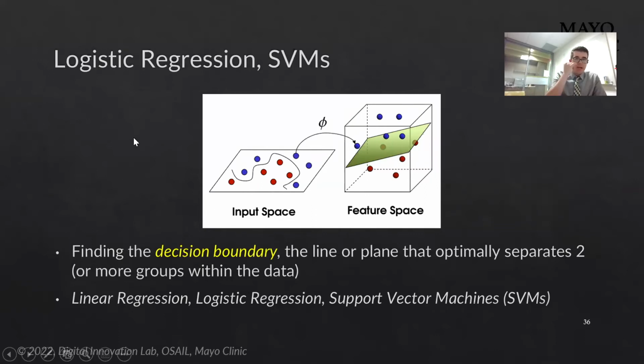Okay, so the first one I want to talk about is logistic regression, or a similar model is support vector machines, or SVMs. This actually is very similar to the example that I just showed with the dots and the orange line. These algorithms, logistic regression algorithms, are trying to find a decision boundary, or essentially a line or a plane that optimally separates 2 groups within the data. With this little schematic here, we have our blue group and our red group, and the logistic regression is trying to draw this green line that separates those 2 groups as best as we can.